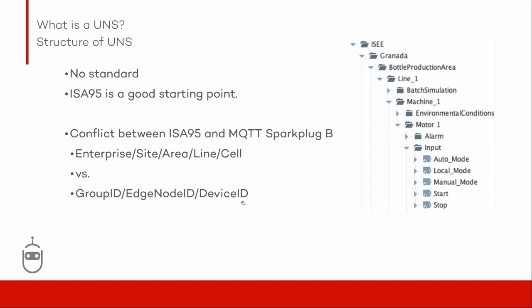And this poses a problem because let's say you wanted to publish something to your broker that should go into the area, for example. Do you then put in enterprise, site, area? That's all good, but the problem is that the combination of group ID and edge node ID should be unique. So if you have enterprise site and then area one and area two, and you add another area two, then you already have that topic in the group ID and edge node ID. So that will actually start a conflict there. So you need to have a way to map the ISA-95 over to the group ID, edge node ID, and device ID.